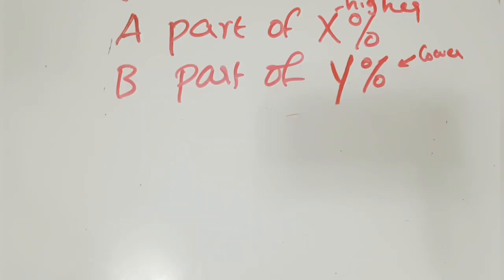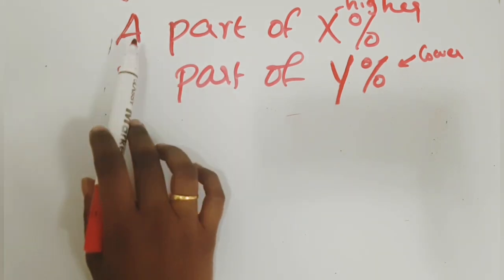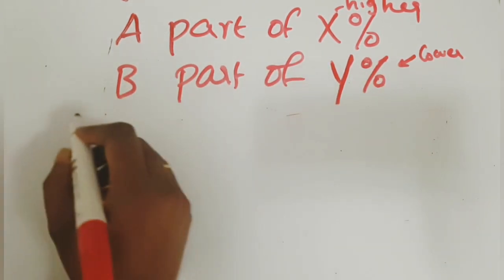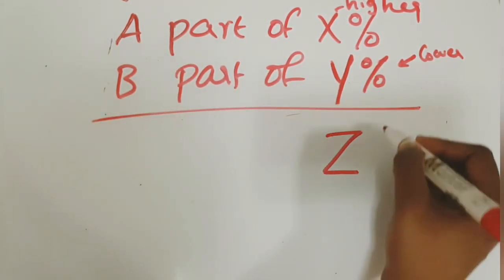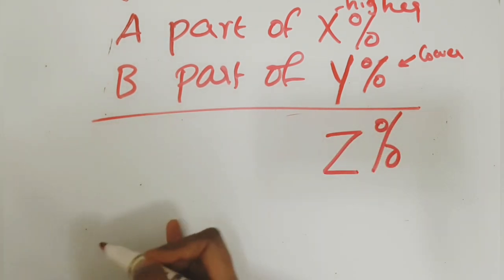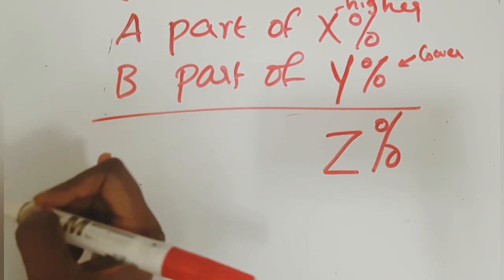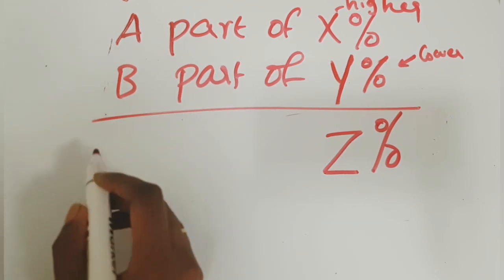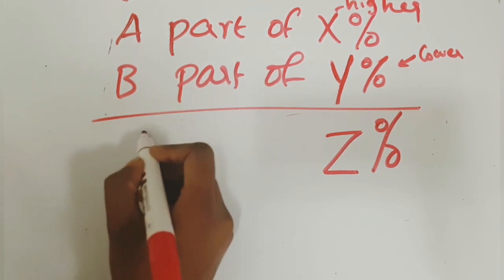Now the question before us is how to calculate the exact quantity using this alligation method. We know we have to mix A parts of X percentage and B parts of Y percentage. Then we will get a concentration of Z percentage, and the final volume, just consider it as C.